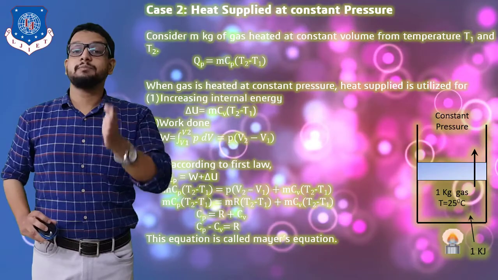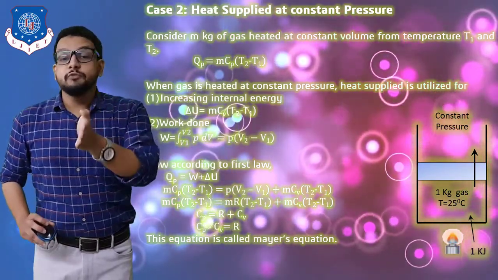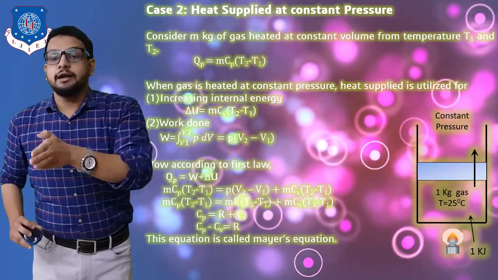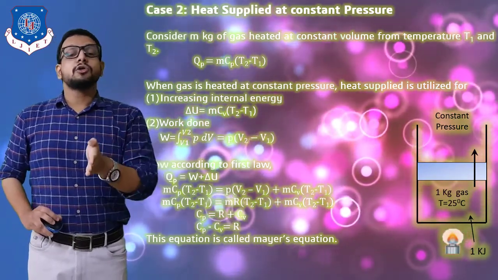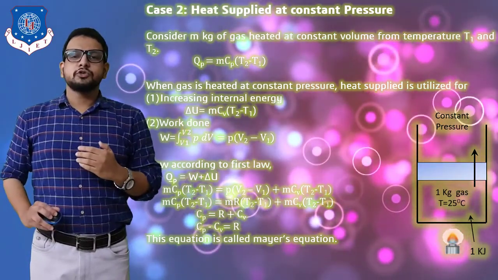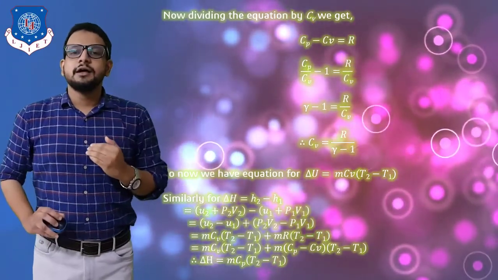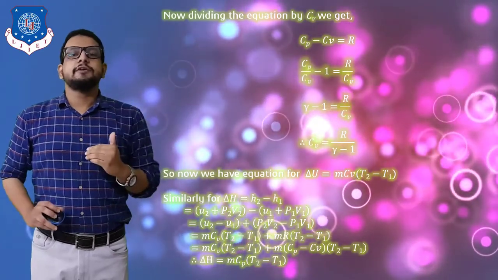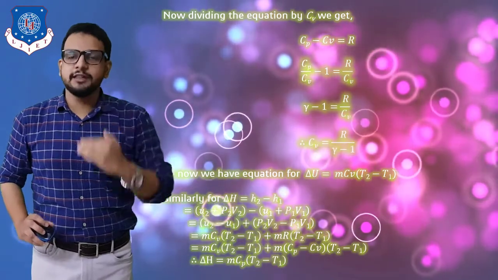So this is the relationship between specific heat at constant pressure and constant volume, which is equal to our characteristic gas constant, capital R. And since this equation was derived by Mayer, it is also called Mayer's equation. Now let's simplify this equation further. In our next step, as you can see on your screen, I have divided the equation by Cv on both sides. So what can we obtain? We are further simplifying the equation.